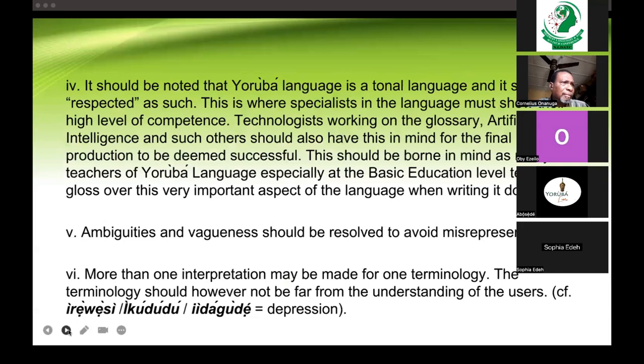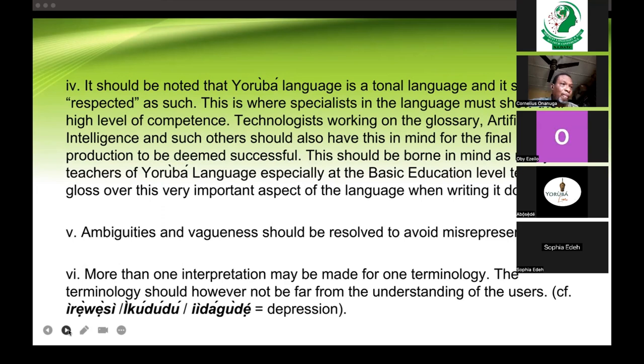Then it should be noted that Yorùbá language is a tonal language and it should be respected as such. This is where specialists in the language must show their level of competence. Technologists working on the glossary, artificial intelligence, and such others should also have this in mind for the final production to be deemed successful. I told you the import of low tone, high tone, mid tone in vowels; if they are not respected, you will say something different. They are very crucial. This should be borne in mind as many teachers of Yorùbá language, especially at basic education level, tend to gloss over this very important aspect of the language when writing it down.